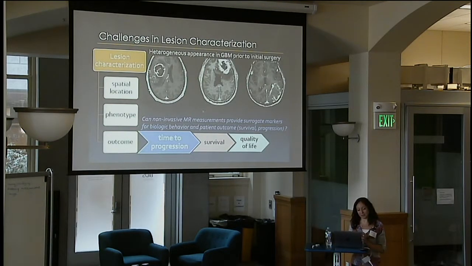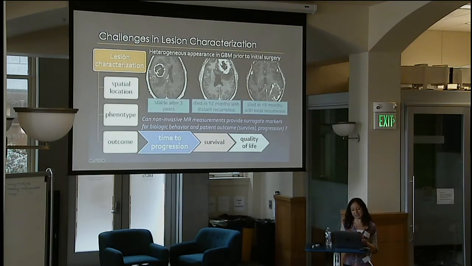So the last part, in terms of lesion characterization, is outcome. What we really want to know, based on your diagnosis and the spatial heterogeneity, is how a person is going to do. Here's an example of 3 different people all diagnosed with a GBM, the most malignant grade tumor. And you can see, from anatomical imaging, they look quite different.